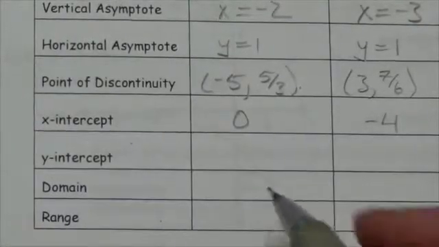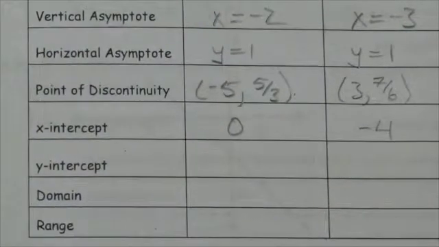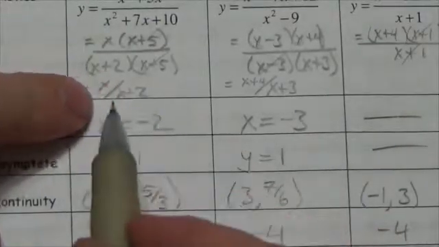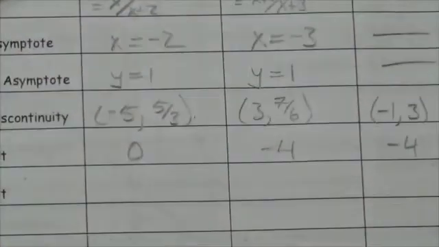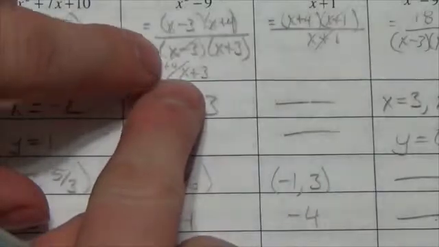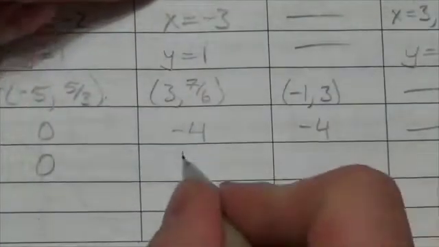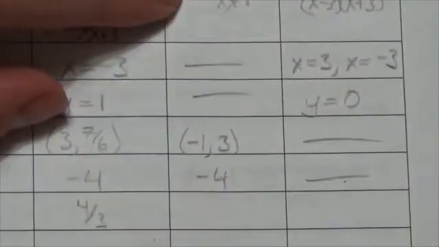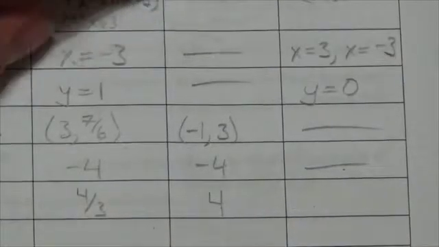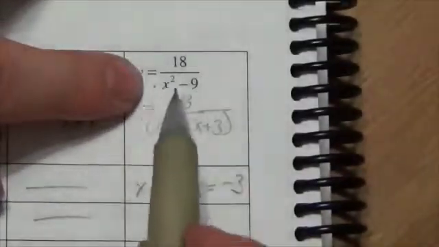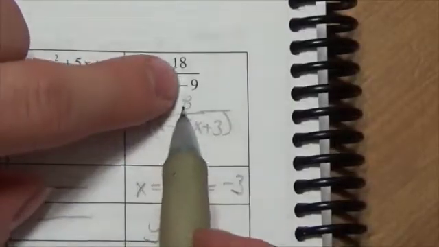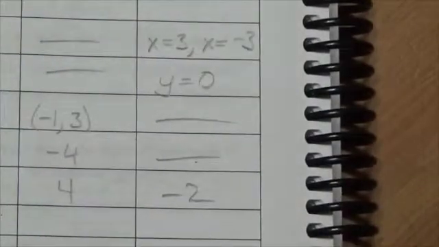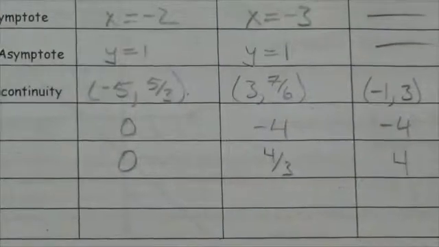All right, the y-intercept. The y-intercept is calculated by making x equal to 0. If we make x equal to 0, we will get 0 over 2. That is just 0. For this next one, if we make x equal to 0, we're going to get 4 over 3. There's my y-intercept, 4/3. Here, if we make x equal to 0, we just get 4. There's my y-intercept. And for this one right here, it's actually easier to look at from the original: we're going to get 18 over negative 9, negative 2.